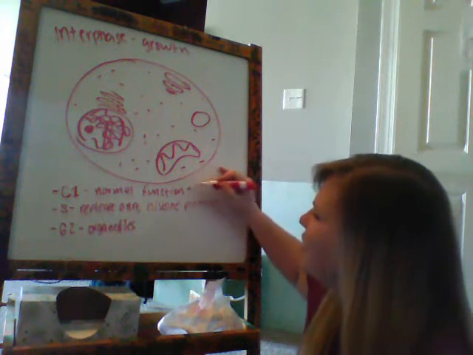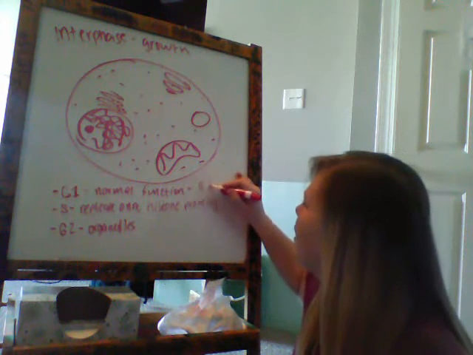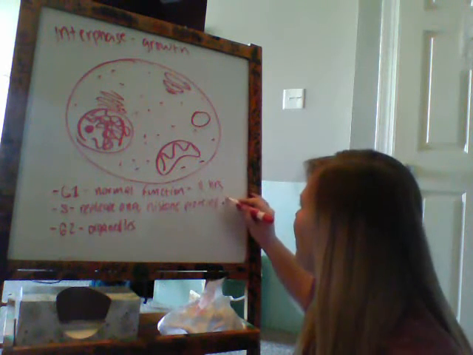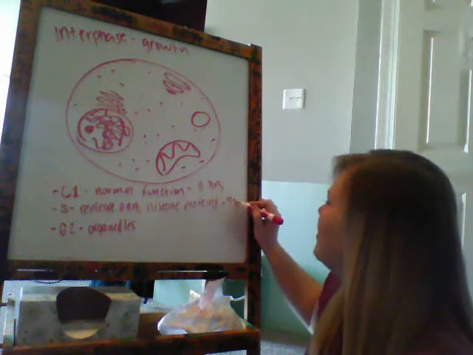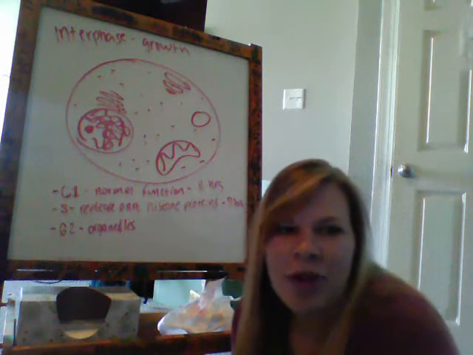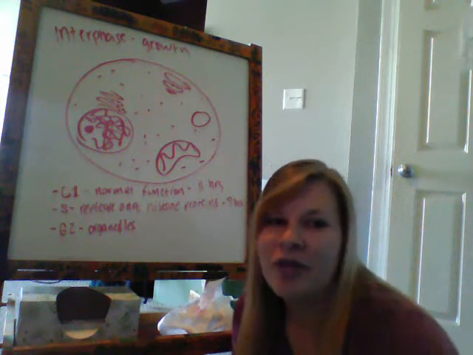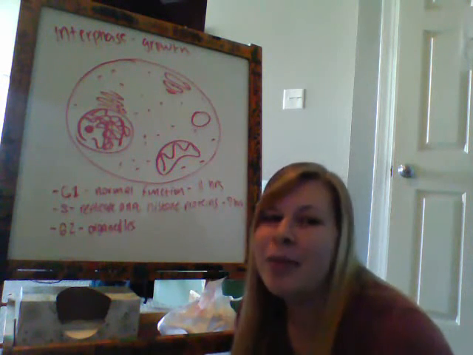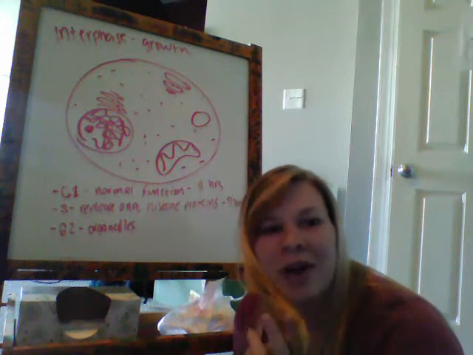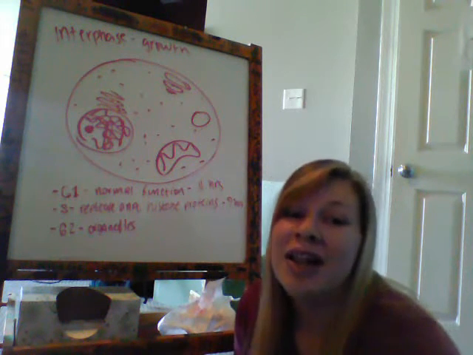These phases each last a different amount of time. G1 is about 11 hours. S is about 7 hours. G2 is variable. We don't have a time for that just because it kind of depends on what kind of cell you are. If you have a lot of mitochondria, it might take up more time. If you're just a simple cell, then it might take less time.